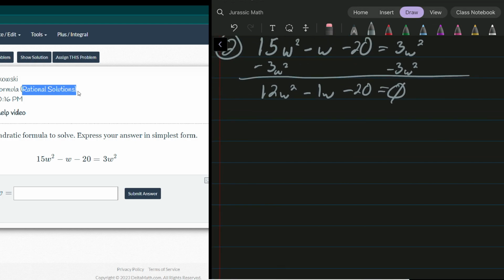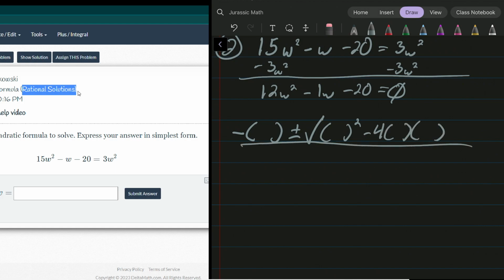Next, we're doing quadratic formula, so negative b plus or minus the square root of b squared minus 4ac, all divided by 2a. So, a is 12, b is negative 1, and c is negative 20.